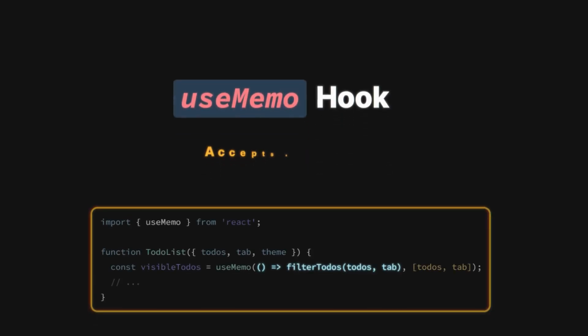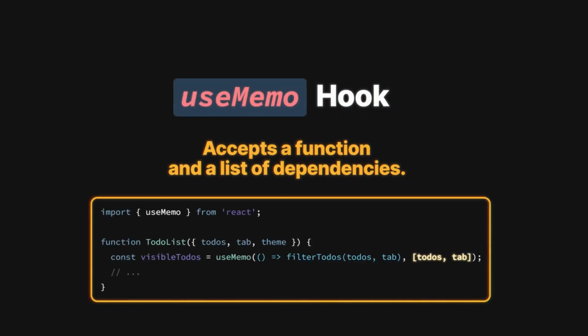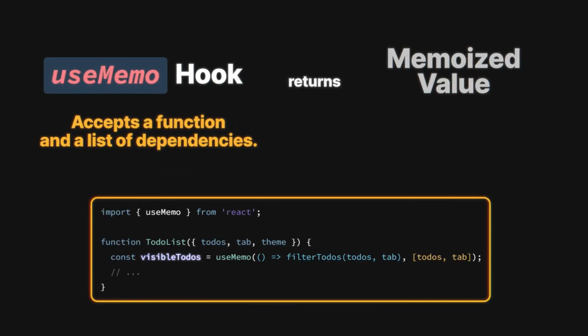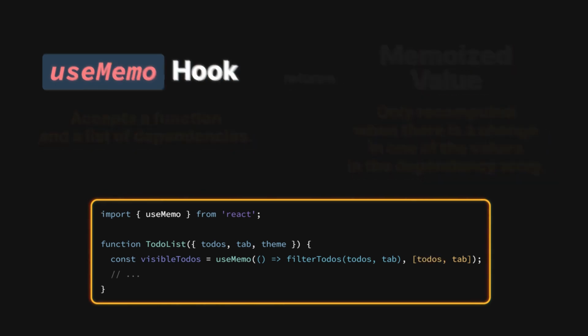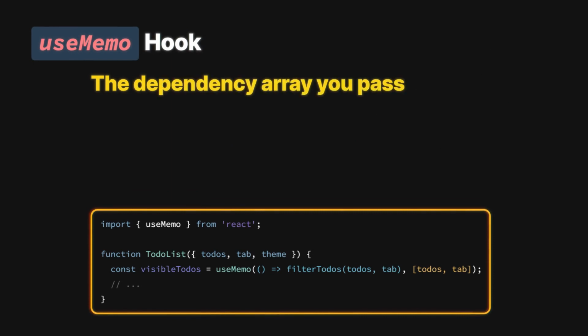The useMemo hook accepts a function and a list of dependencies, much like the useEffect hook. It returns a memoized (yes, it is a weird word) value. What's special about this memoized value is that it is only recomputed when there is a change in one of the values in the dependency array.